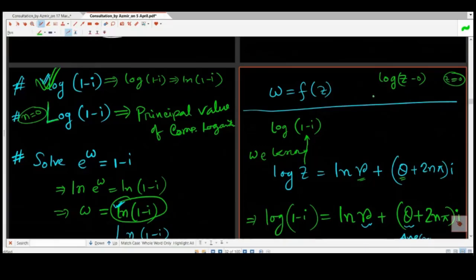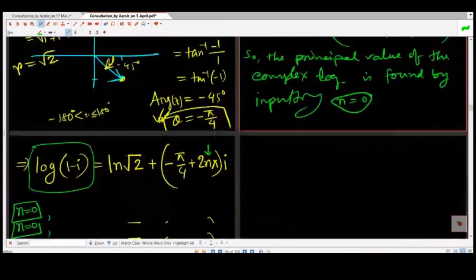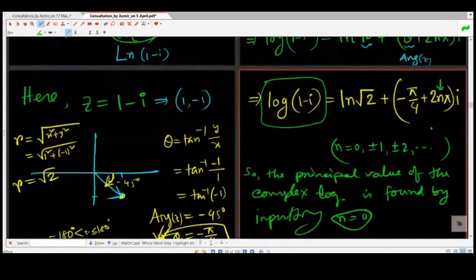So log of 1 minus i, that means this is our z, log z. So z equals 0 will always be a branch point. And for n equals 0, we have the first branch. For n equals 1, we have the second branch. For n equals 2, we have the third branch, and we can go forever.